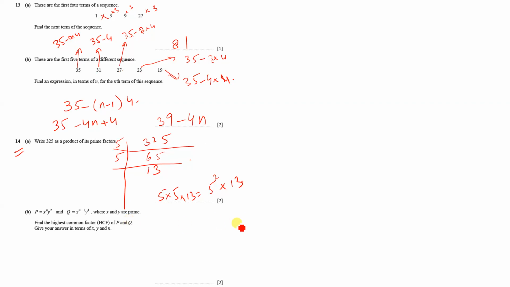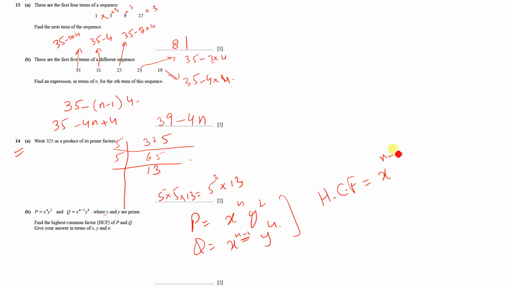Part B. P is equal to x to the power n times y squared. Q is equal to x to the power n minus 1 times y to the power 4, where x and y are prime numbers. Find the highest common factor, HCF, of P and Q and give your answer in terms of x, y, n. Since x and y are prime, HCF would be the least index of the prime. So HCF consists of least index. Here we have index n, here we have index n minus 1. So n minus 1 is less than n. So common is x to the power n minus 1.